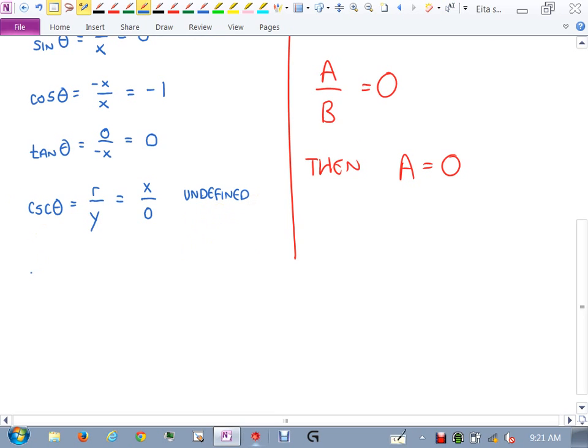All right, how about secant? The definition is r over x. R, though, in this case was x, wasn't it? Over x, which was negative x. See, it's weird, but it turns out to be negative 1. Or you could have just said the reciprocal of cosine, right? What's the reciprocal of negative 1? Flip it, still negative 1. And then how about cotangent? X over y, which is negative x over 0. It's undefined.